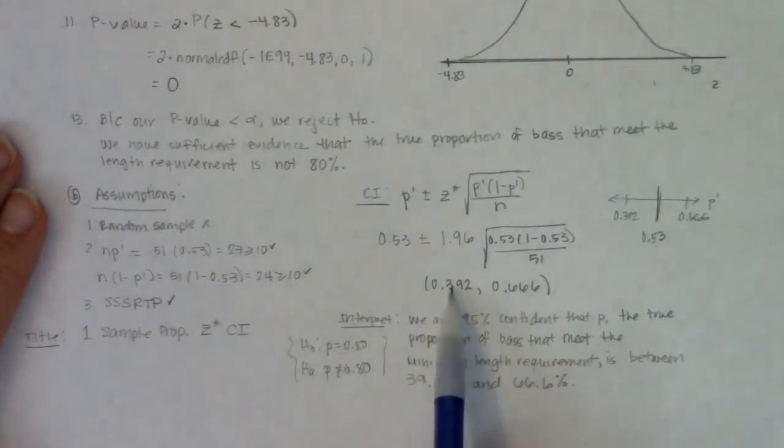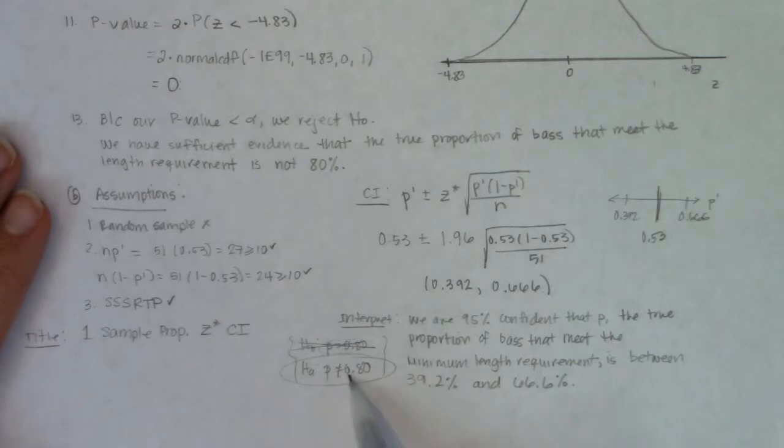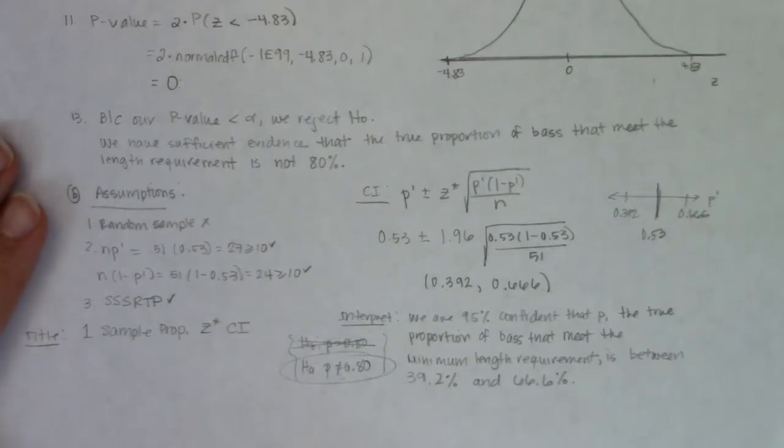I want you to take note, 80% is not in there. I think the true proportion is somewhere between 39.2 and 66.6. So I would reject H naught and say that was evidence for the alternate. It's the same conclusion. So because 80% is not in our confidence interval, that also gives us evidence that the owner is lying. Again, 80% not in our confidence interval is yet more proof, and it's really the same proof that the lake's owners are not telling the truth, okay?